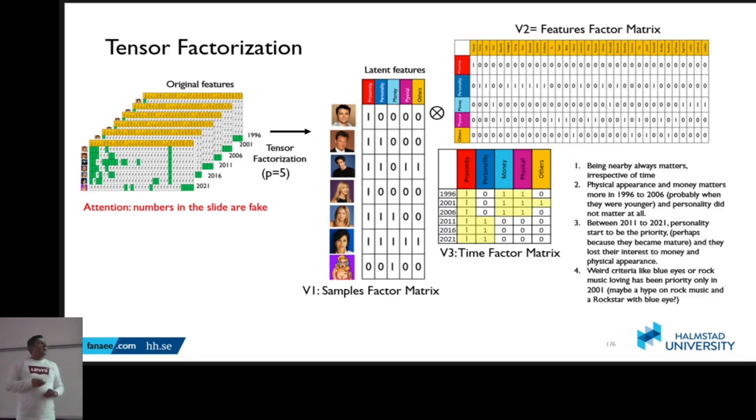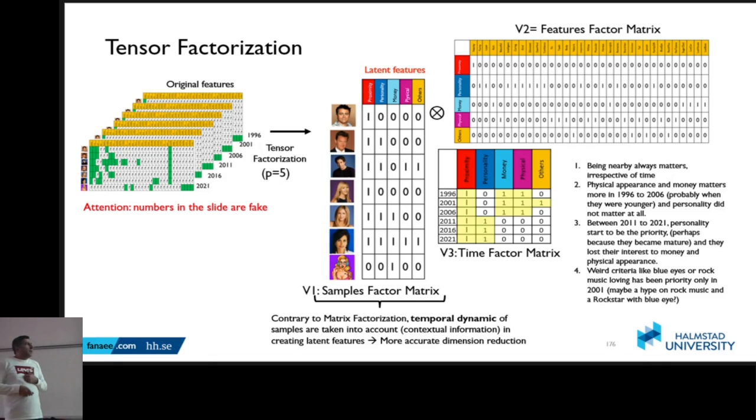What does that mean? That means that probably weird criteria like blue eyes or rock music loving preferences have been related to some hype in 2001. Probably there was a rock star with blue eyes and all people had these preferences in that year. But then this disappeared in other years, right? So what next? These new latent features actually have modeled this kind of temporal evolution, right?